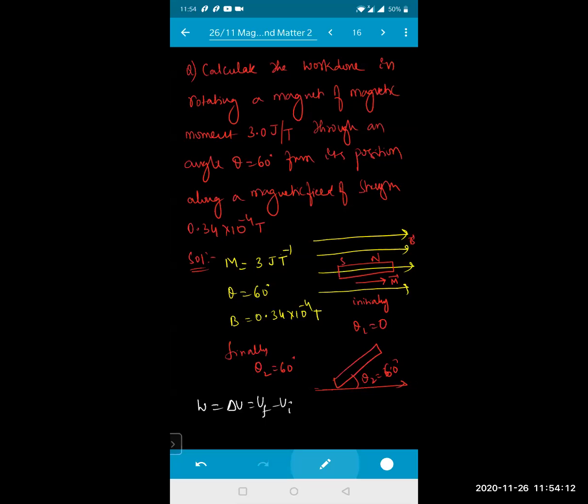I hope you understand my pain and try to read today the problems of work done on a bar magnet in the magnetic field. Everyone do the problems. Will you do them or not? Let me check if I'm having any problems with me.